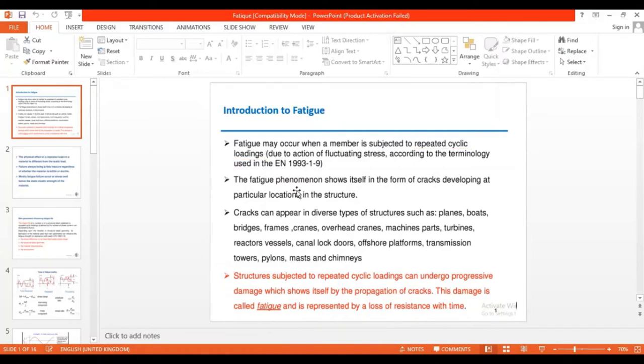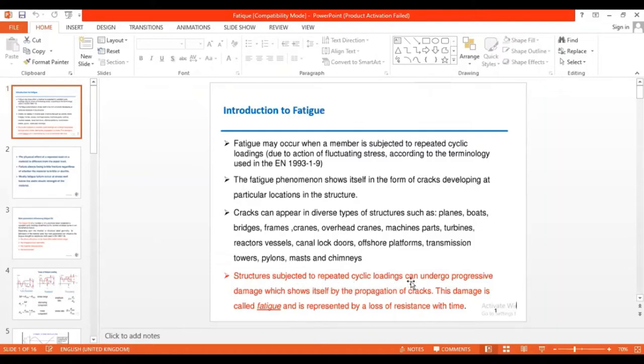The fatigue phenomenon shows itself in the form of cracks developing at a particular location in the structure. In fatigue failure, the cracks would probably start at the surface of the structure and develop deep into it. Cracks can appear in diverse types of structures such as planes, boats, bridges, frames, cranes, overhead cranes, machine parts, turbines, reactor cells, canal lock doors, offshore platforms, transmission towers, and pylons. These are a few examples where fatigue can occur.